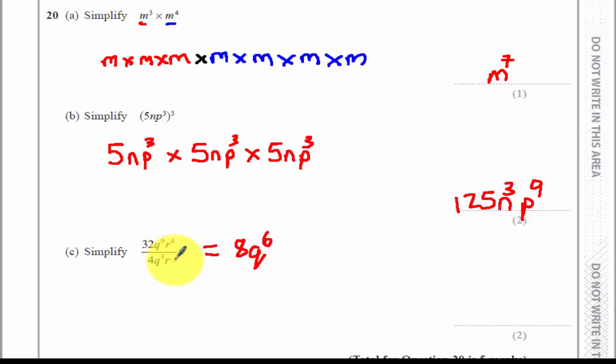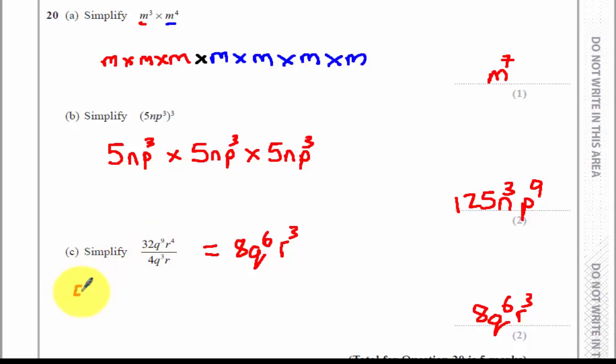r to the power 4, take r, and there is a 1 there, gives you r cubed. So my answer is 8q to the power 6 r cubed. If we just go back to it, 32 divided by 4 is obviously 8.